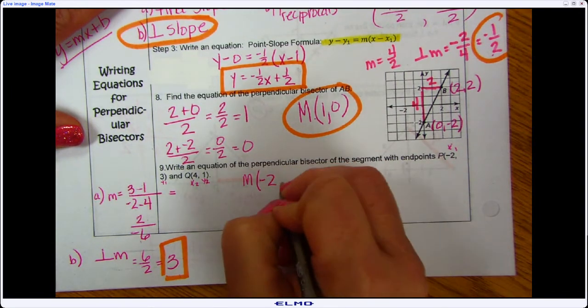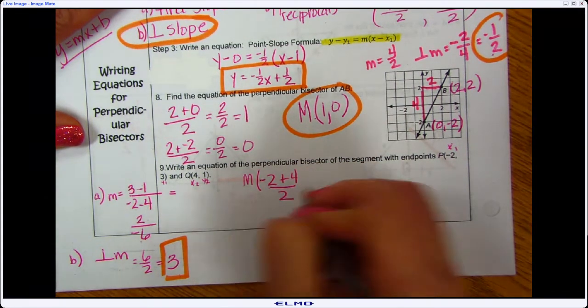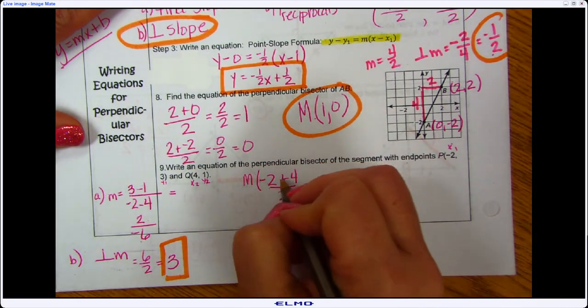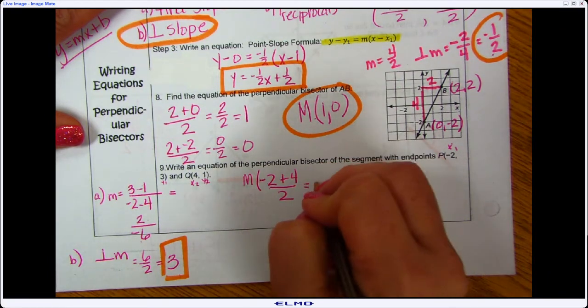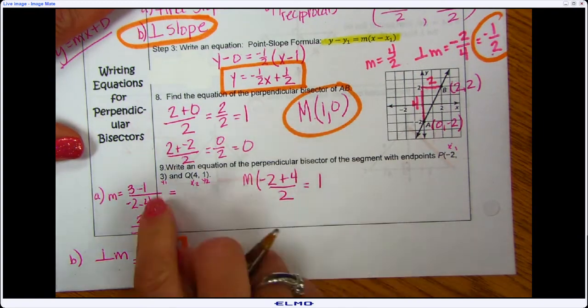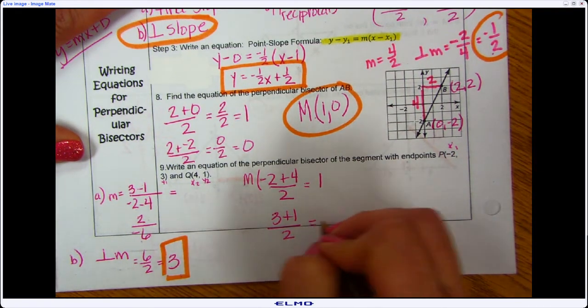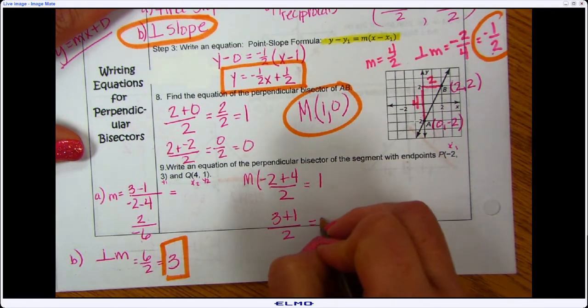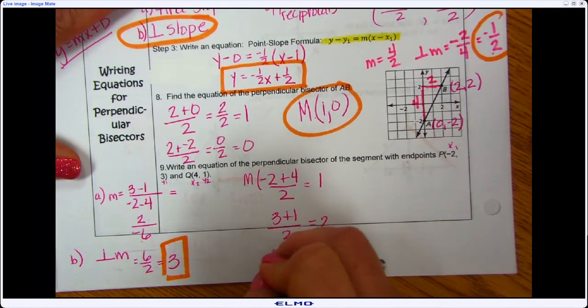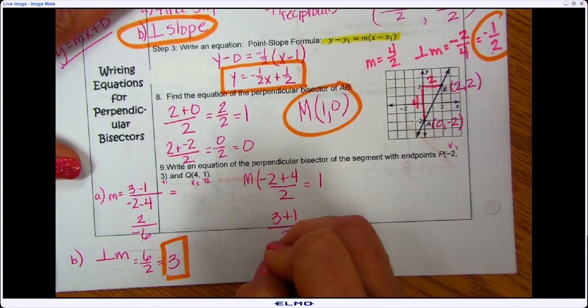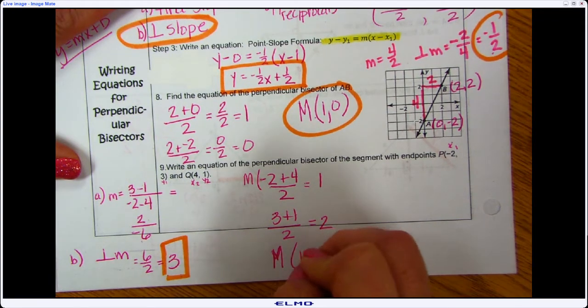So midpoint, add the 2 points together. So negative 2 plus 4 over 2. Negative 2 plus 4 is 2. 2 divided by 2 is 1. And then do the same thing with the y values. 3 plus 1 over 2. 3 plus 1 is 4. 4 divided by 2 is 2. So my midpoint is 1, 2.